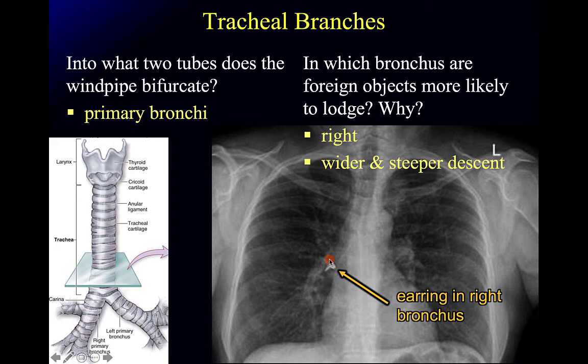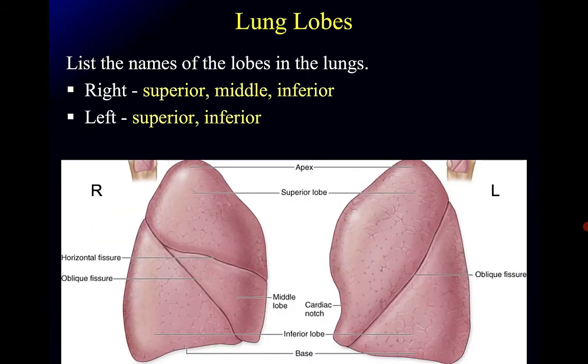Here we actually see that there's an earring in this person in the right primary bronchus, where we would expect most objects to end up if they were accidentally inhaled. In this particular case, this person actually went to take a breath off of an inhaler, and the earring had fallen onto the inhaler.